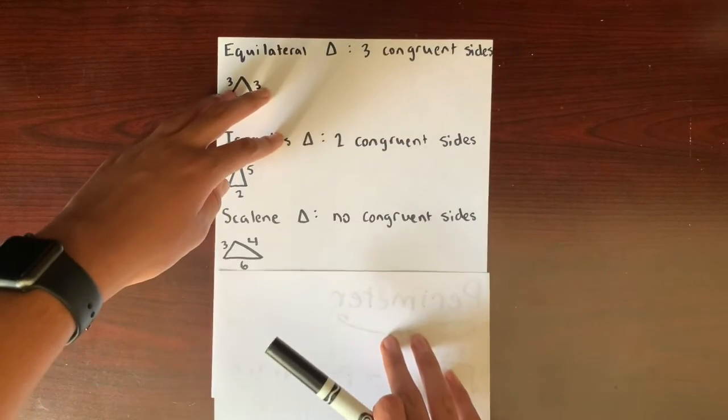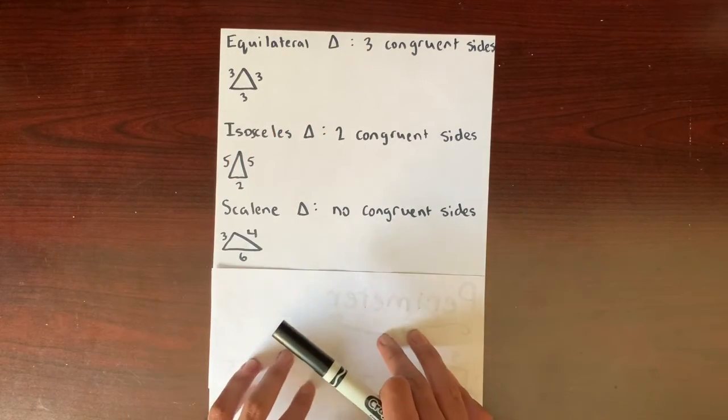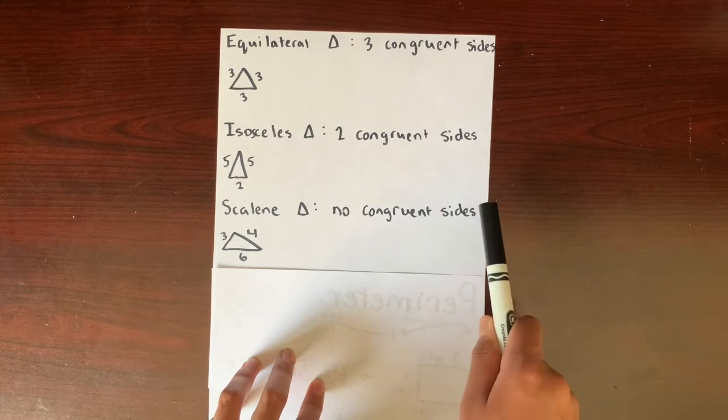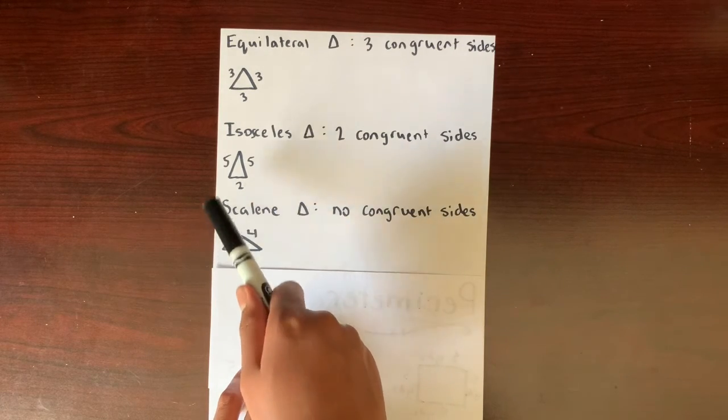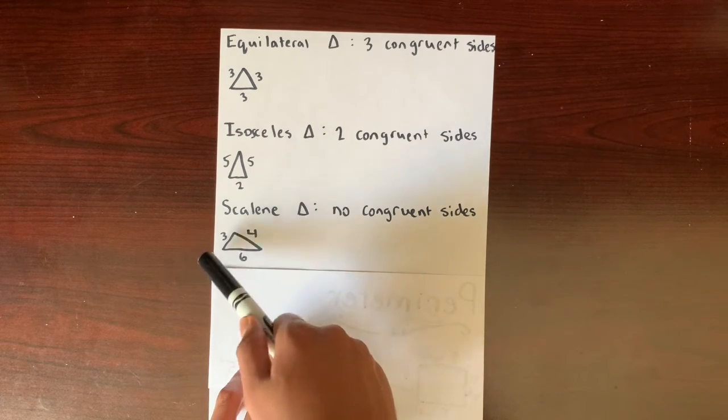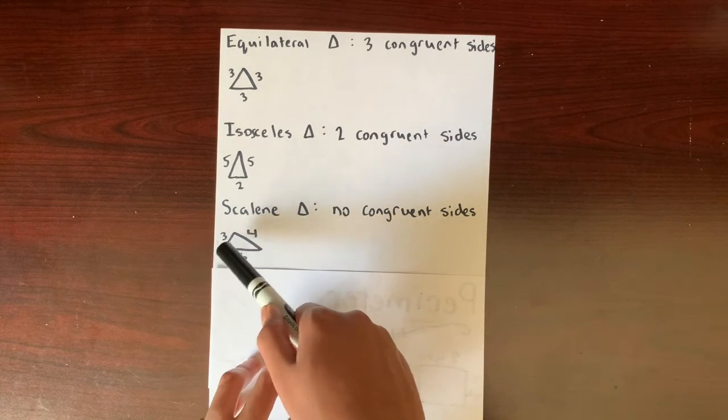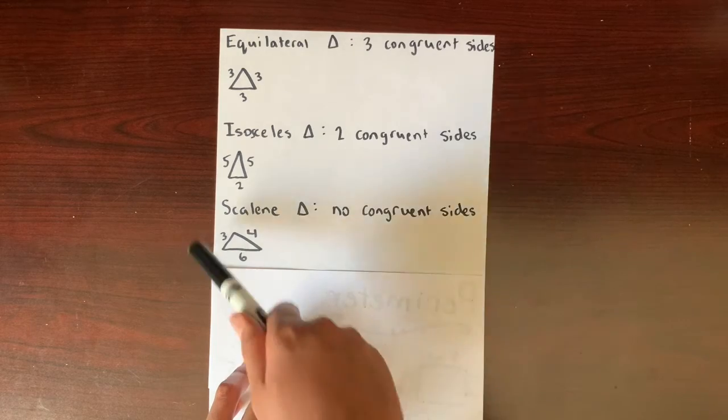And then lastly, we have scalene triangles, which are triangles with no congruent sides. That means all the side lengths are different numbers. So here we have 3, 4, and 6. None of these side lengths are the same, so that means there are no congruent sides, making this a scalene triangle.